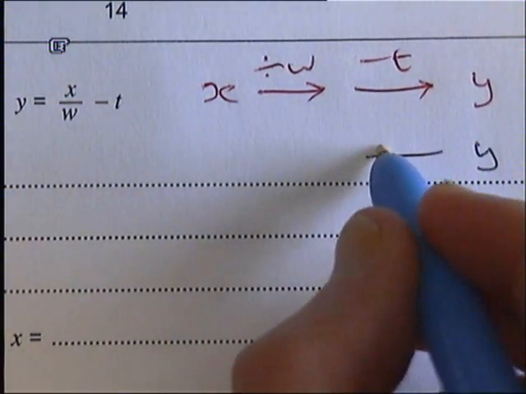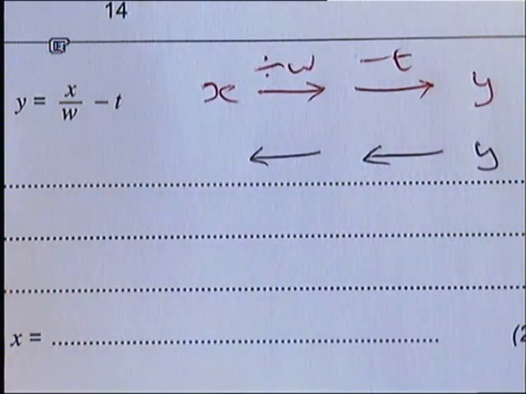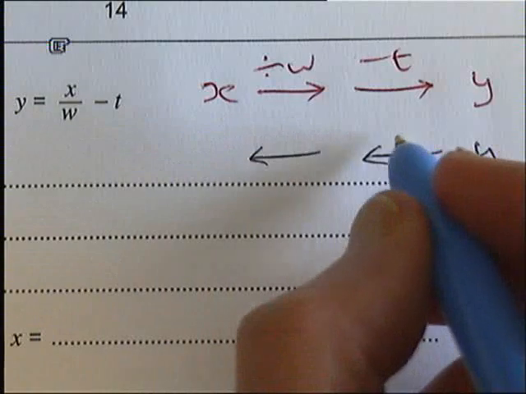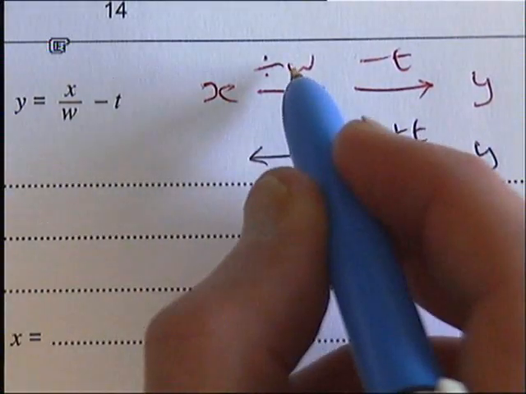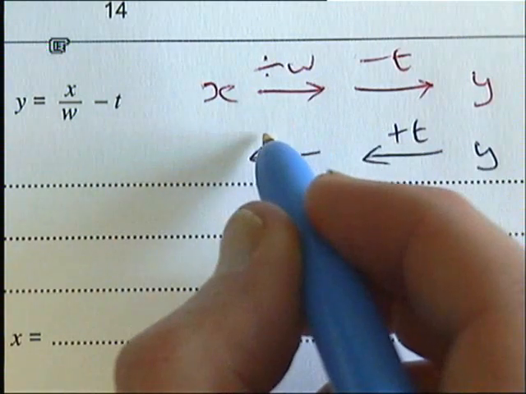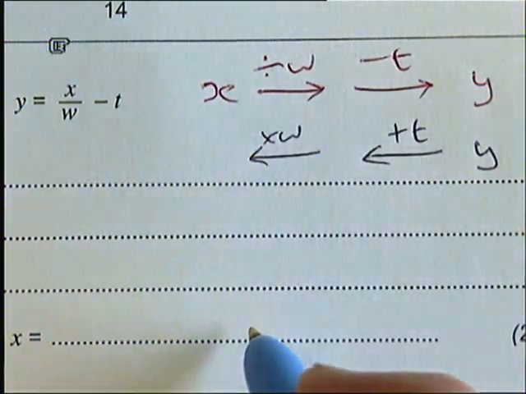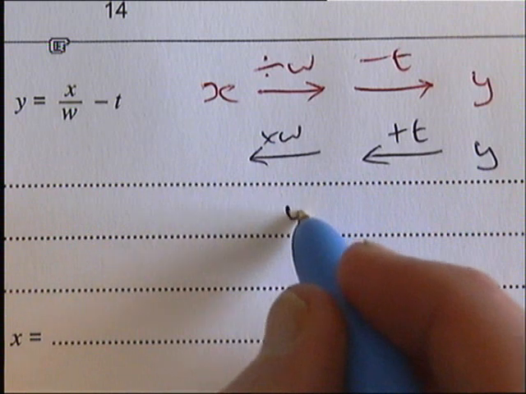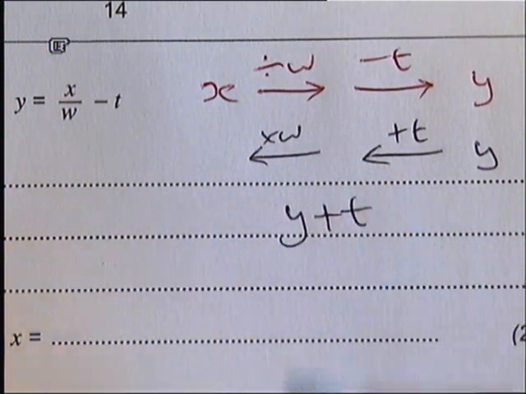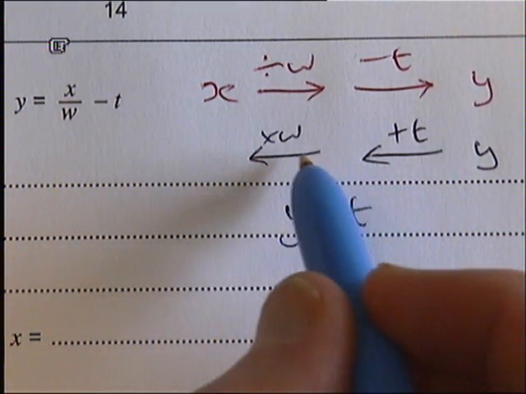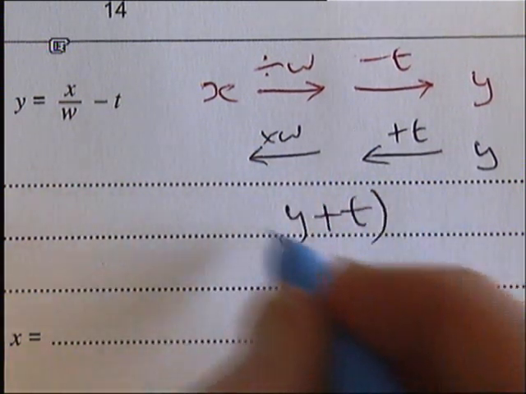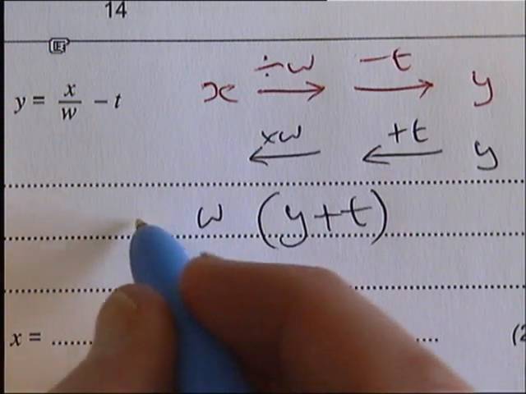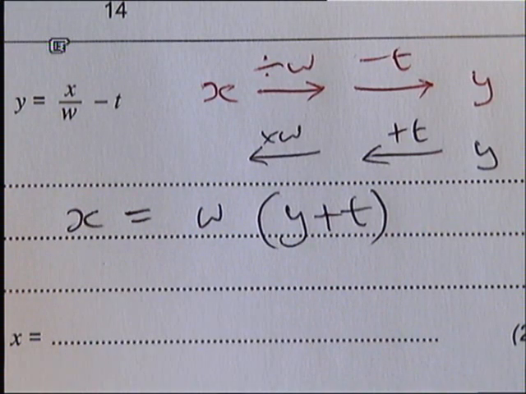So you'll start with y. I'm going to change the direction of these arrows, and write the opposite thing on here. Instead of a minus t, I'm going to put a plus t. Instead of a divided by w, I'm going to put a times by w. Now if I work back through here, y plus t, I will write like that. And y plus t, all being times by w, I will write down with the w in front of the bracket, and that will be what x is equal to.